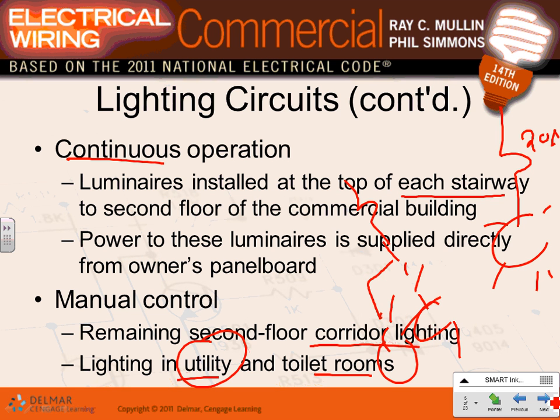So if you have an occupancy sensor, you have to have a manual override. We'll talk about this one in a second. So remember, in the utility room, you have to have some type of manual control over it.